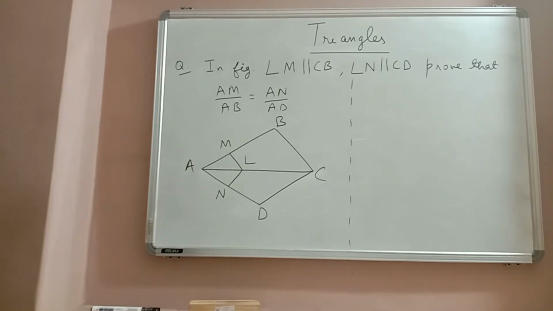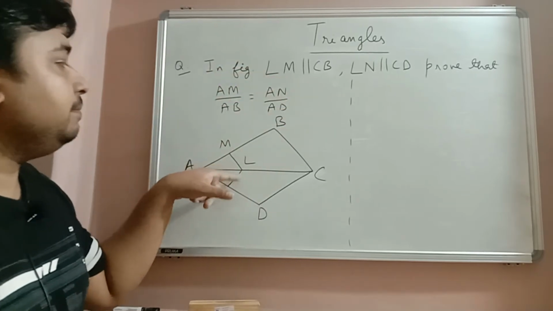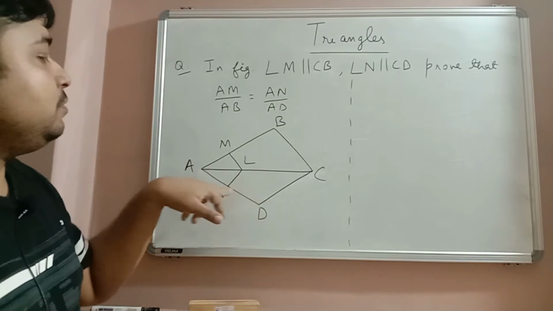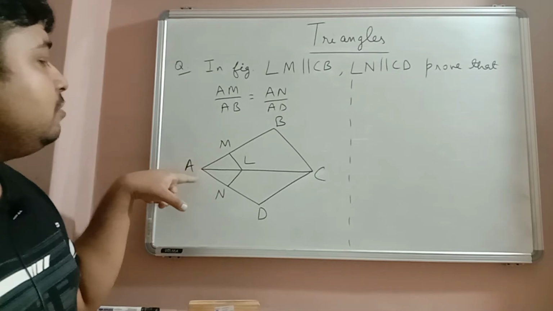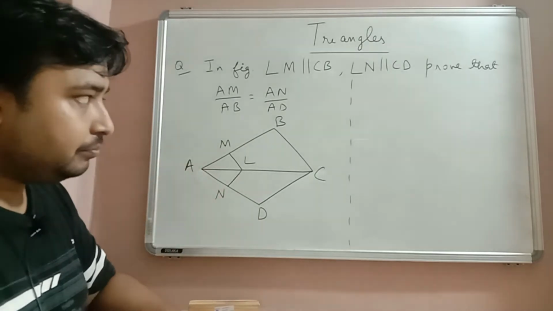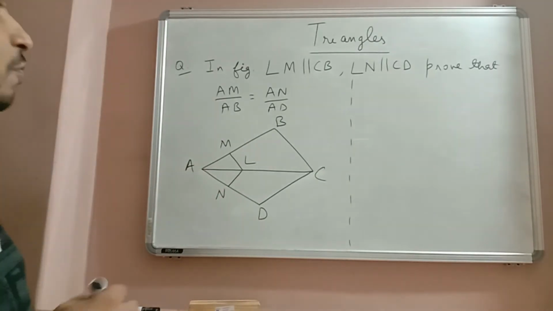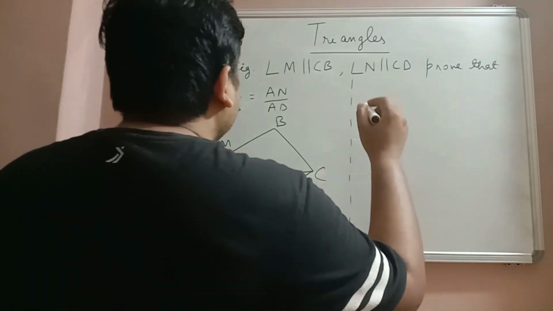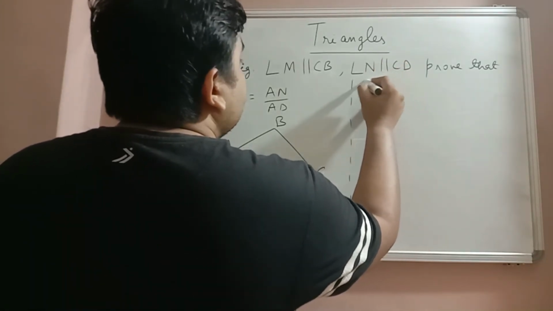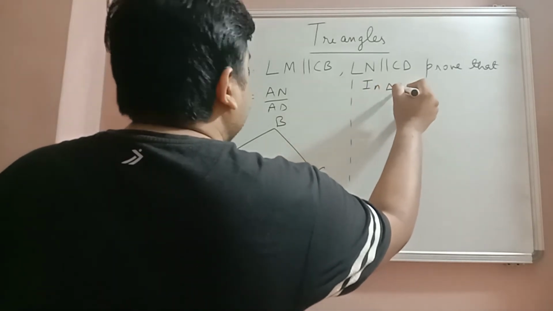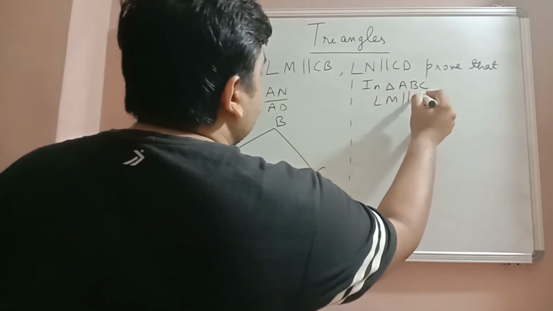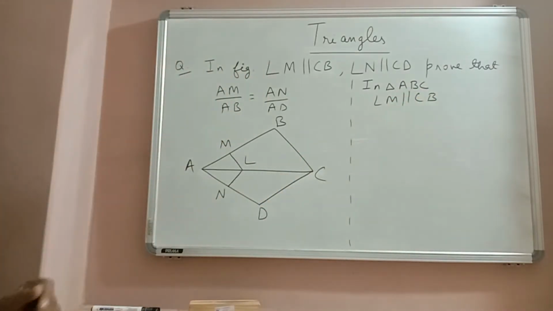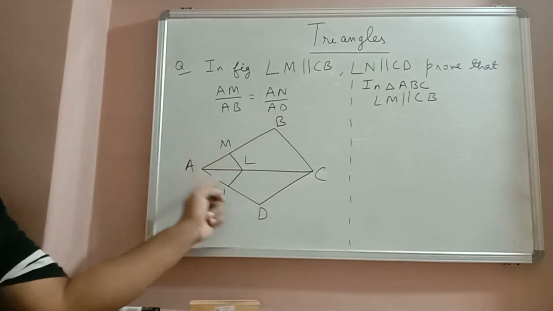Alright students, let's take up another question. The question says in the figure, LM is parallel to CB, LN is parallel to CD. Prove that AM upon AB is equal to AN upon AD. Now this can be easily proved by using basic proportionality theorem. Firstly, let us take up triangle ABC. In this triangle, LM is parallel to CB. It is already given.